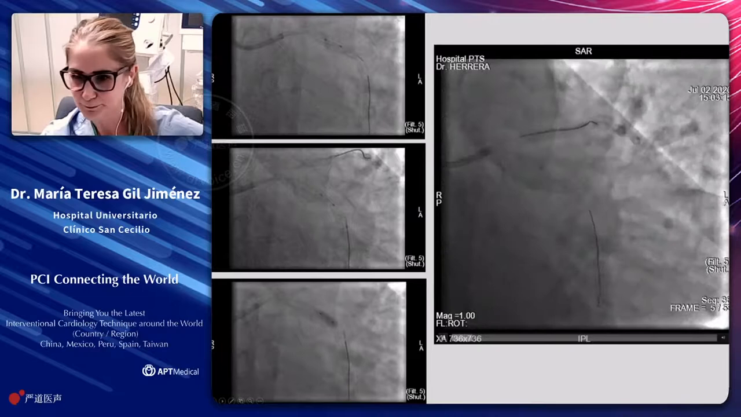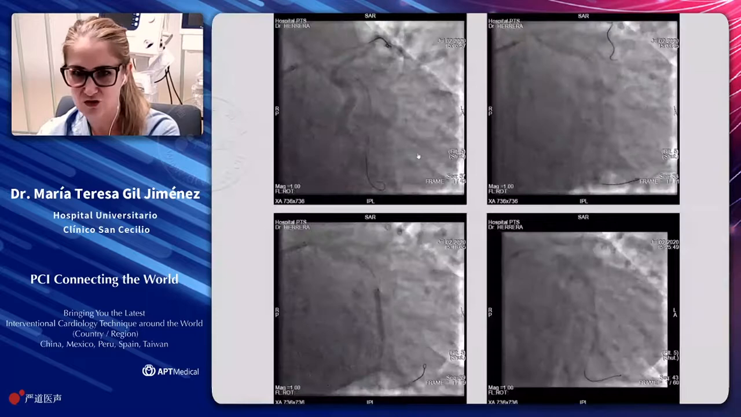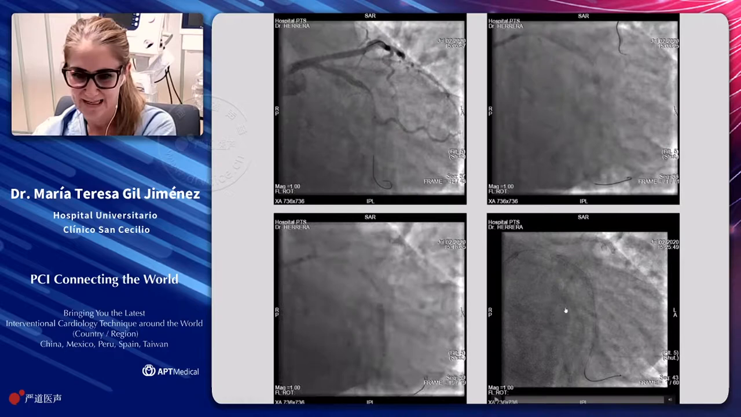The dissection of the distal edge of the stent. So a new stent to seal the dissection, but still we had to close with a third stent. And at the end, happy ending.